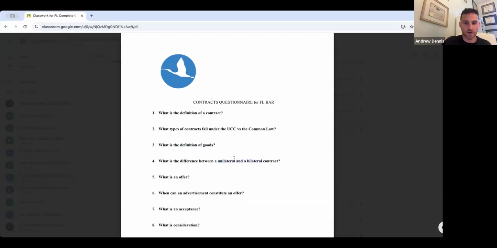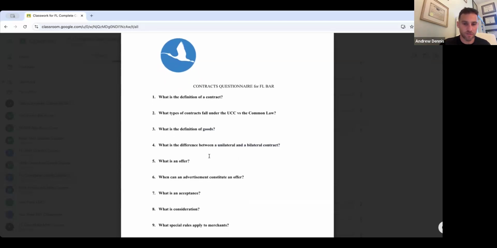What's the difference between a unilateral and a bilateral contract? A unilateral contract can be accepted by performance. A bilateral contract necessitates contract formation: offer, acceptance, and consideration. An offer is a manifestation of an intent to be bound by the terms of the contract that gives the power of acceptance to the offeree, and an acceptance is a manifestation of intent to be bound by the terms of the contract. There needs to be mutual assent, a meeting of the minds, and as we said, an intention to be bound by the terms.